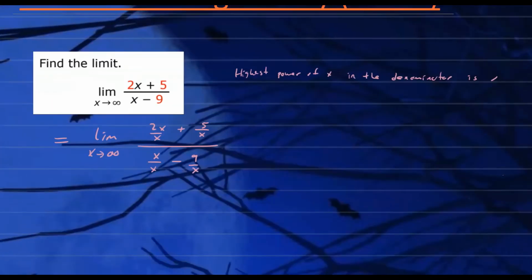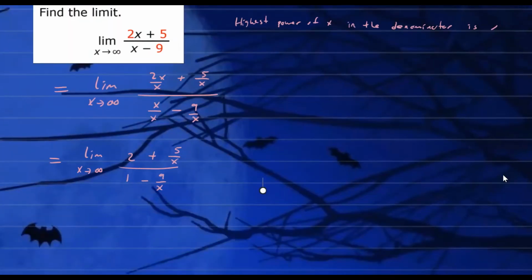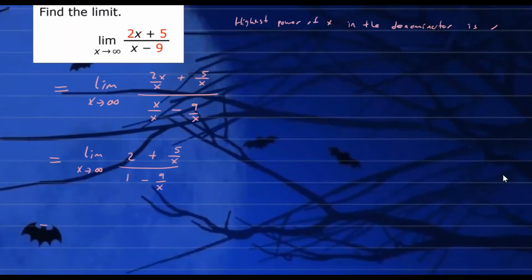Once I do that, I simplify as much as I can. Here, 2x over x is simply 2. And 5 over x is just 5 over x, it doesn't simplify. Here, x over x comes down to just 1. And 9 over x doesn't simplify. Once you simplify, then using the limit laws, you can break this into different pieces of limits.